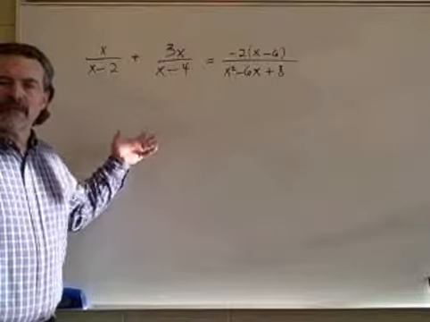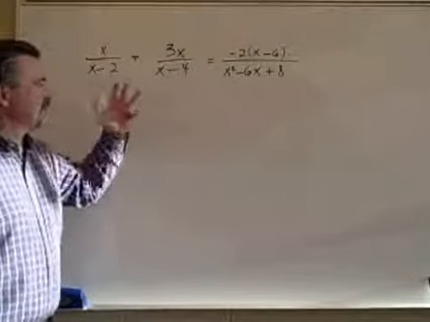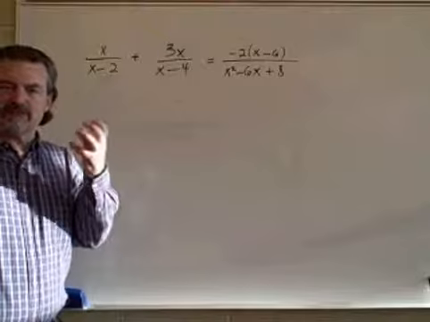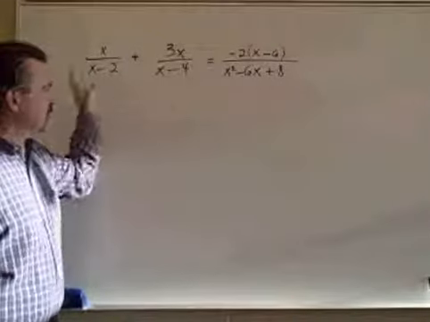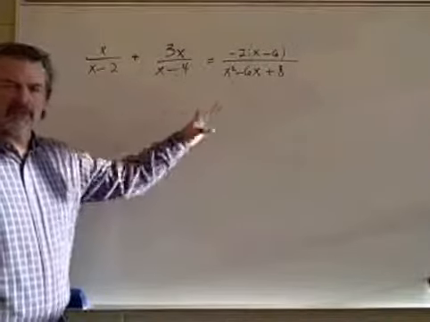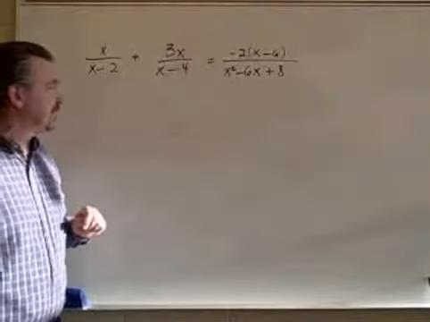Here's another example of a rational equation. We need to clear out the fractions, which means we have to pick the right multiplier that will cancel all the denominators when we multiply everything through by that quantity.